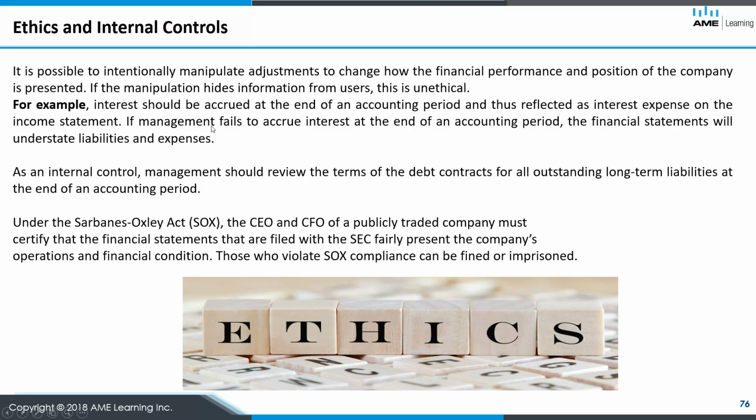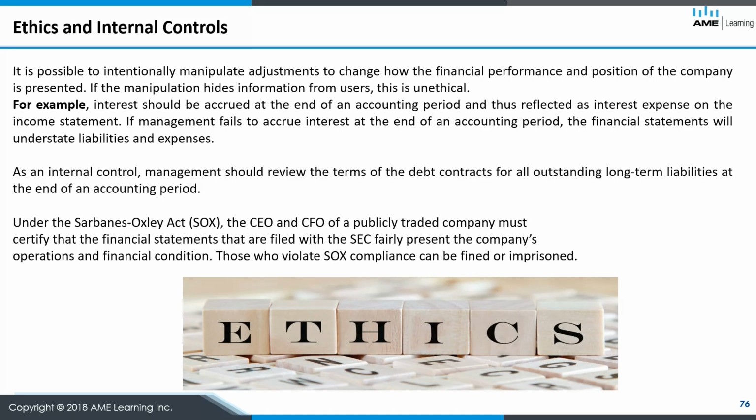Okay, so we're going to have just a little discussion here at the end of this chapter about ethics and internal controls. We've talked about this previously, so I won't go into the exact definitions of these things, but in this chapter we want to talk about how adjusting entries, for example, could be a risk factor or an area where ethics could be violated, and we can talk about how internal controls can help to prevent those issues from happening, essentially.